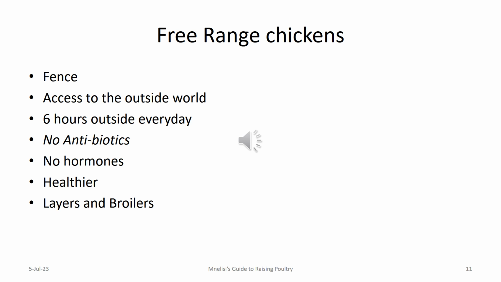These chickens should not be fed antibiotics. These chickens are raised without hormones. Free-range chickens are healthier than other chickens. Both layers and broilers can be free-range.